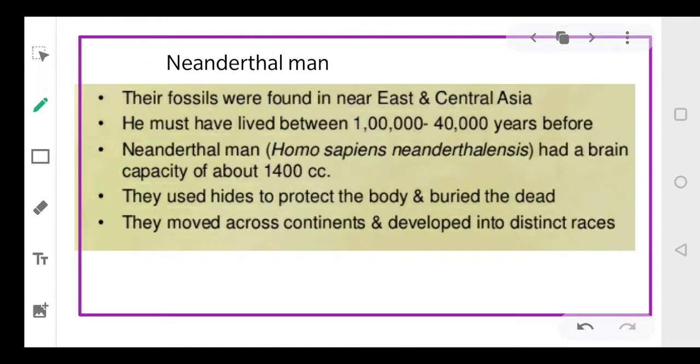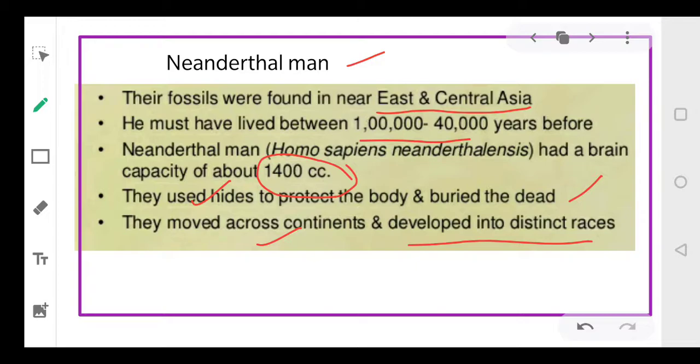Then came the Neanderthal man. Their fossils have been found in East and Central Asia, and they lived around 1 lakh to 40 thousand years ago. They had a brain capacity of 1400 cc, and they used to hide themselves and bury the dead. Means अगर वहाँ किसी की death हो जाती थी तो they used to bury that into the soil. They moved across the continents and developed different races, and established human populations on them.